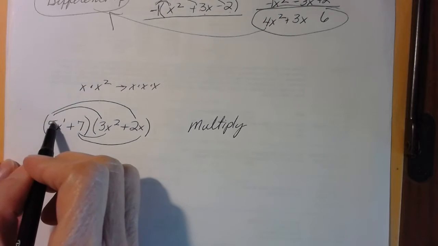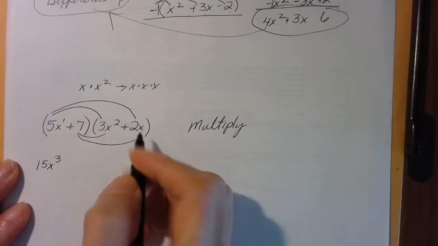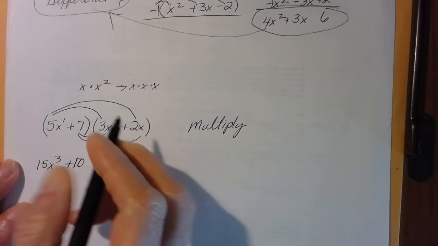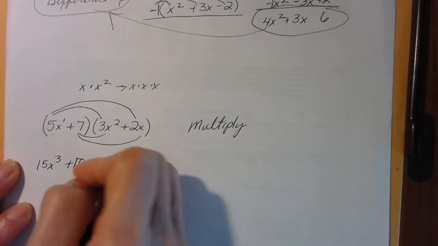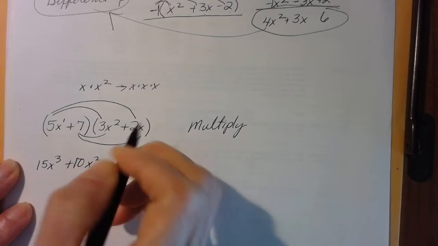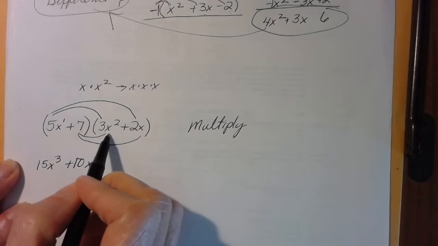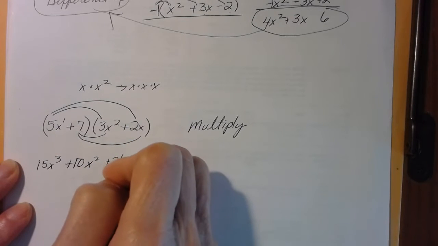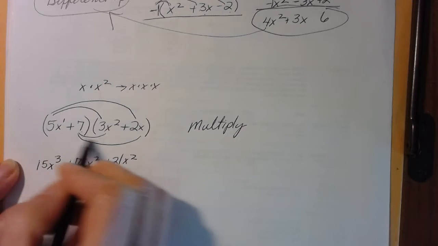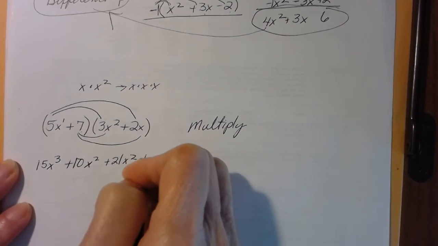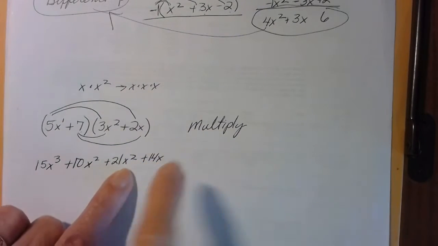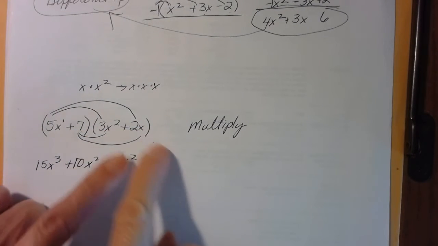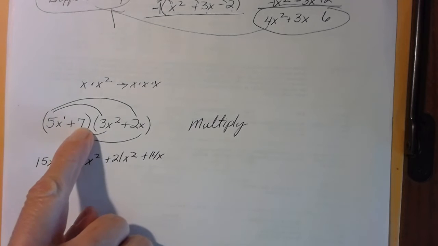And then I need to take 5x to the first power times 2x, which is going to be, again, we know that 5 times 2 is 10. And then x times x is going to be x squared. Now I need to take the second item. 7 times 3x squared is going to be 21x squared. And 7 times 2x is going to be plus 14x. Now notice, I had to keep these exponents because I wasn't multiplying by an exponent here.